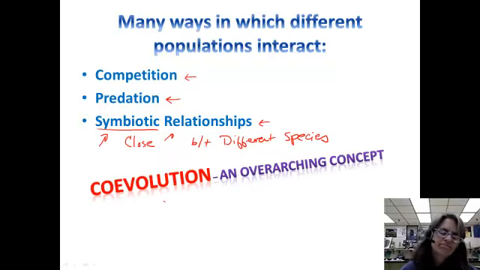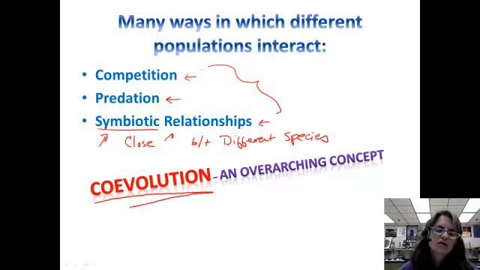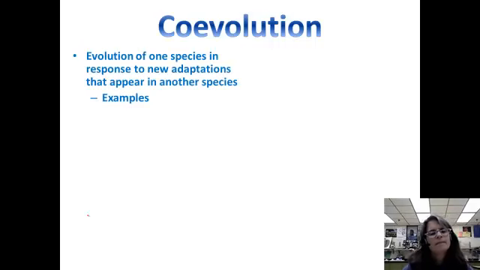So another concept that is going to overarch through all of this is the concept of coevolution, and we probably need to talk a little bit about what that means as well. Coevolution is when one species experiences evolutionary change, a new adaptation, in response to something that has happened in another species with which it interacts. So the definition here: evolution, adaptation of one species in response to adaptations that have appeared in another species with which no doubt it must interact.